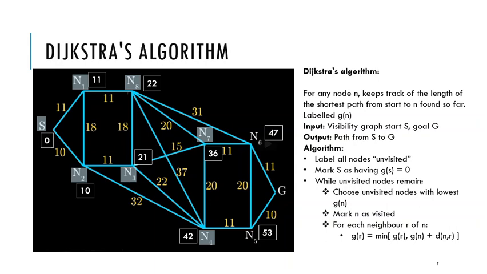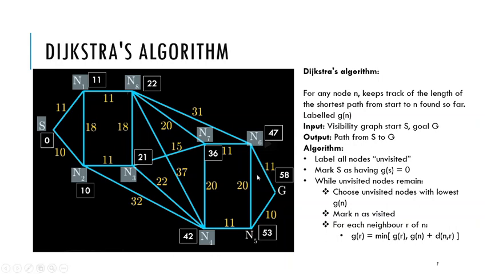Who is the next? So I have 47 here and 53 here. So this is the smallest, so we will visit it. Okay, so now 47 is n6. I am going to visit n6. Now what neighbors does n6 have? We have the goal as a neighbor and n5 as a neighbor. So the path from here is 47 plus 11 to the goal, which is 58. So this is the distance, and from n6 the next neighbor is n5.